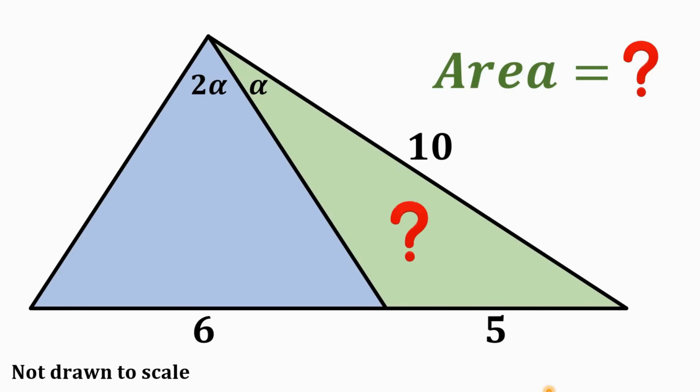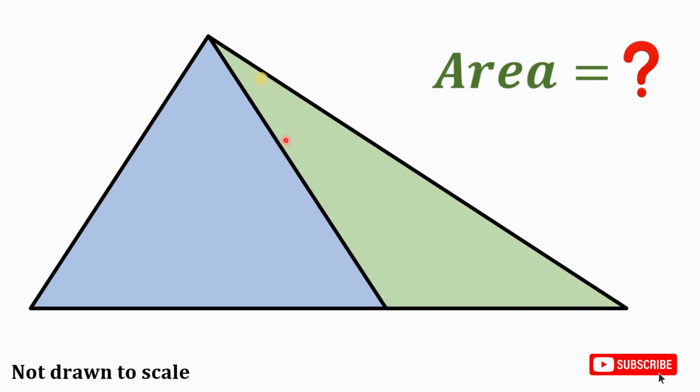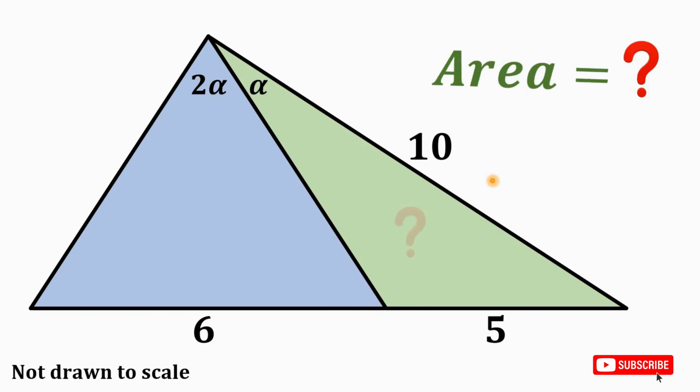It looks easy, right? So can you solve this geometry challenge? Here's the question. Given this figure, this angle right over here, let's call this alpha, and this angle is 2 alpha. Now, this segment right over here measures 6 units, and this segment is 5 units. Also, it's given that the length of this segment, this side, is 10 units. Now, the question is, what is the area of this green triangle?